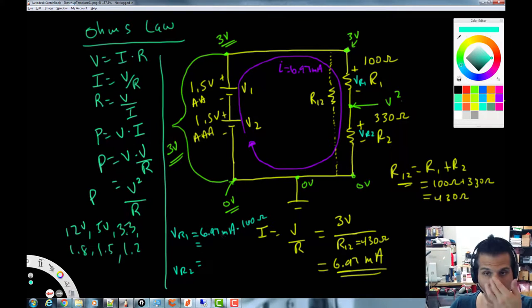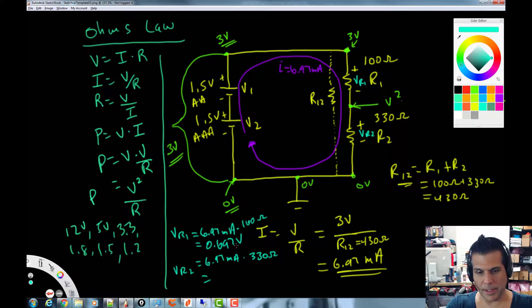Then VR2 is the same current, 6.97 milliamps, and let me fix that, that looks like microamps, sorry about that, times our resistance, which is 330 ohms. All right, again, let's get out our calculator. We could do this in our heads, but let's not. 6.97 times 10 to the minus 3 times 100 ohms equals 0.697, so 0.697 volts.